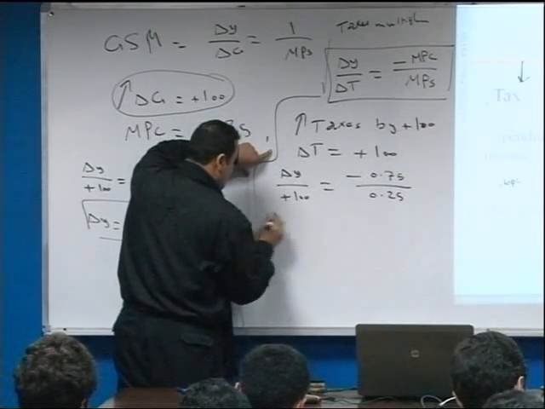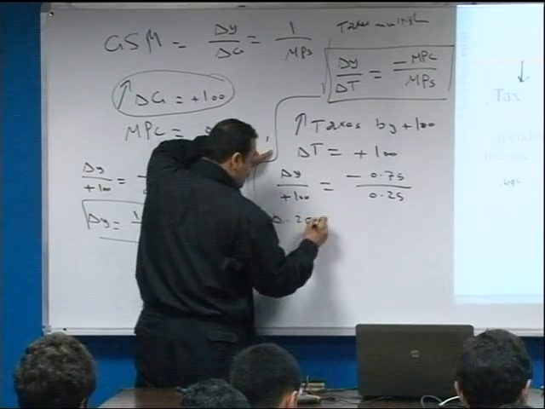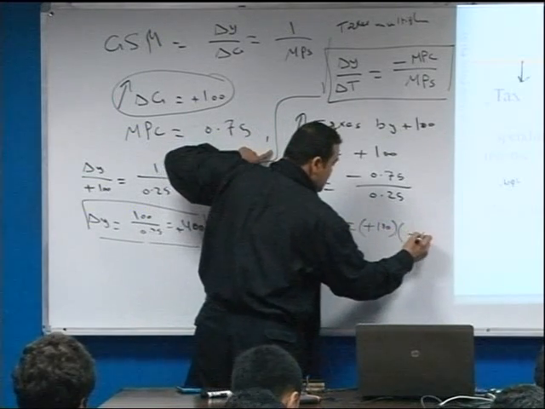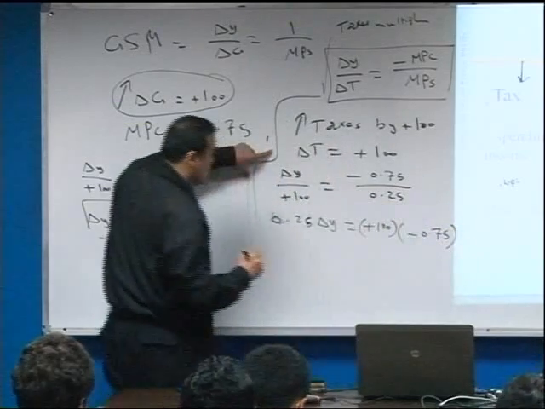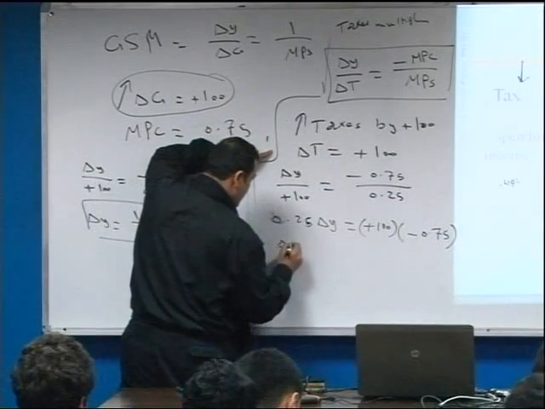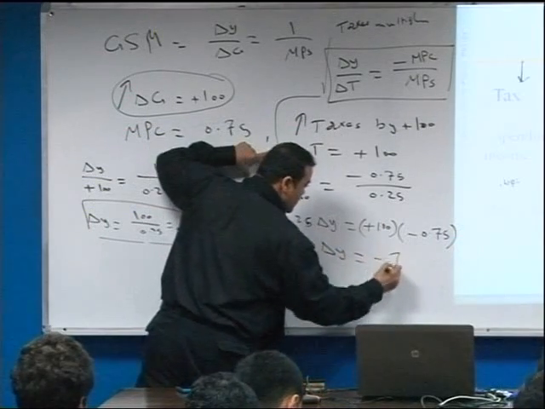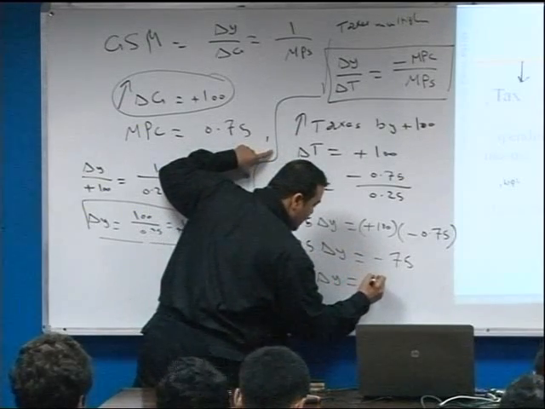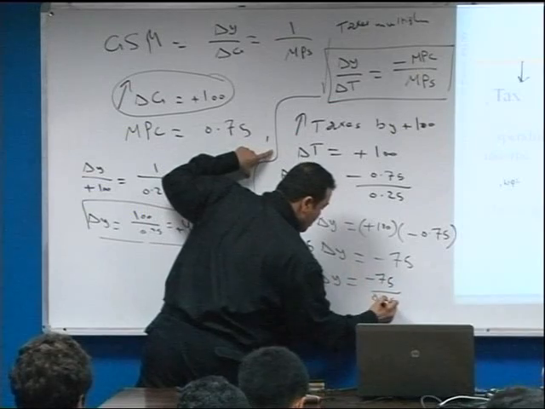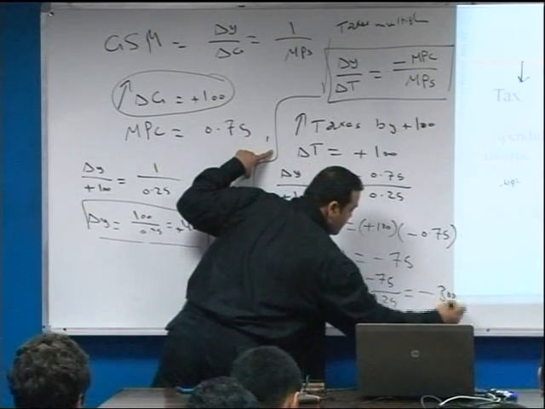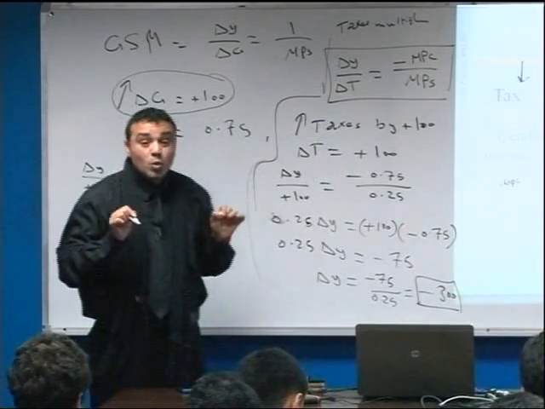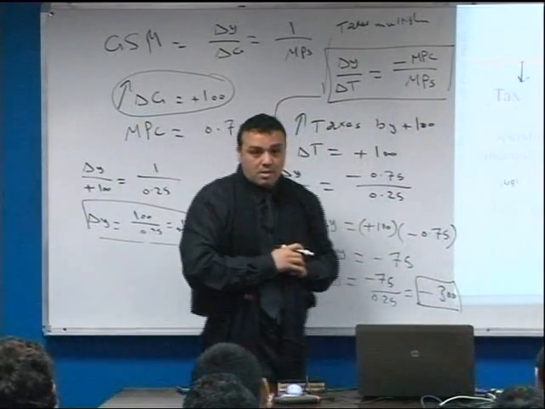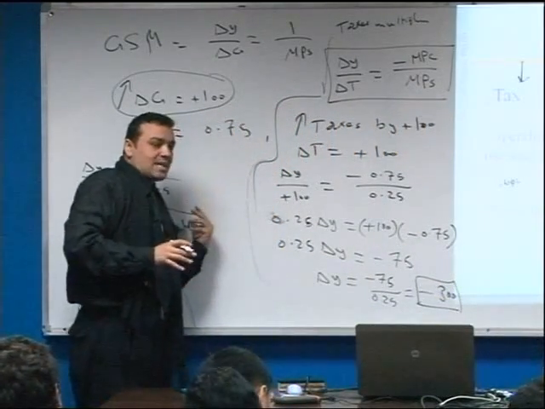Delta Y, 0.25 times delta Y equals positive 100 times minus 0.75. So what do you see? 0.25 delta Y equals minus 75. So delta Y in this case equals how much? Minus 75 over 0.25 equals minus 300. So what are the main results of the change in the aggregate output? We will see. The final result would be what?